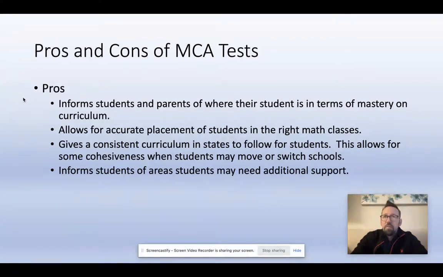So if you're in Minnesota and you move to a different school, for example, we have Minnesota standards. So even if you go somewhere else, they're going to be focusing on the same concepts, the same units. So that creates some consistency, which is good as well. And there's some cohesiveness when students make those switches. And again, it informs students of areas that you need additional support.